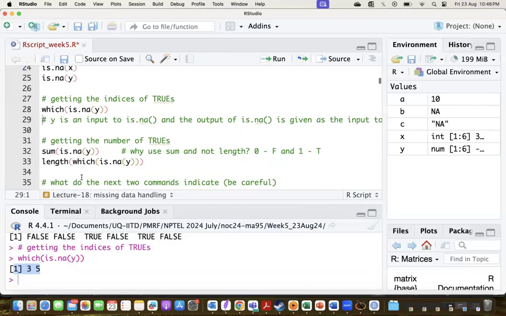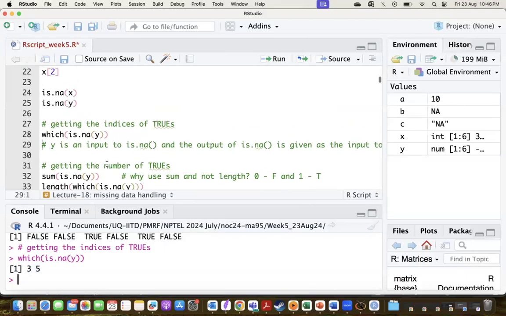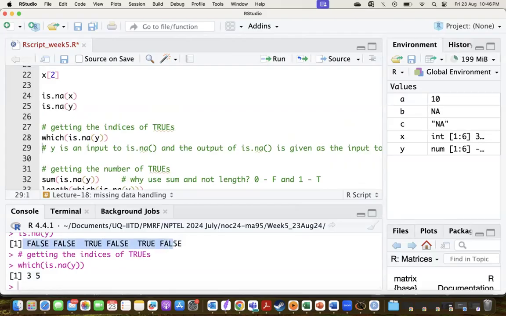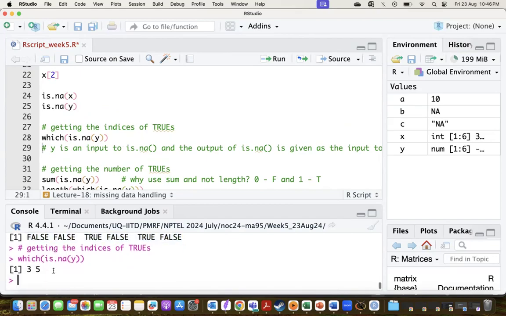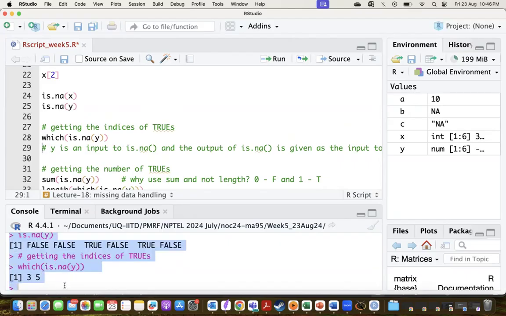Now, another thing that I might want to know is how many NAs there are, right? Here on this screen, you can see two outputs. Can you tell me through these outputs how many elements are NAs? 1, 2, 3, 4, 5, 6. How many elements are NAs? So there are two. Perfect, right?